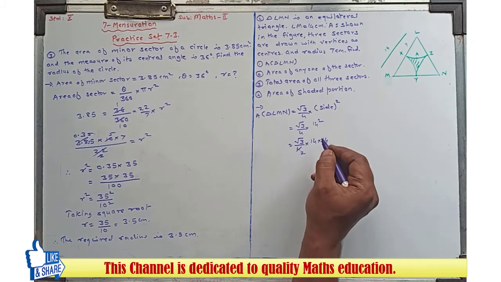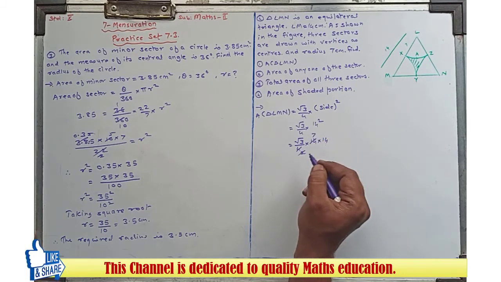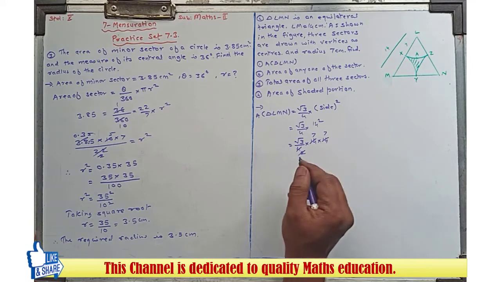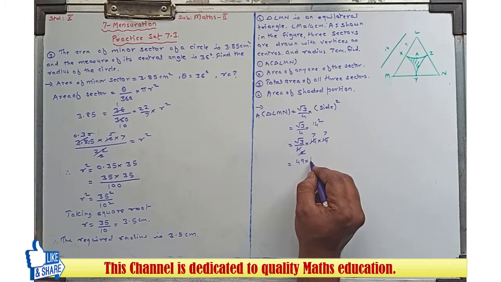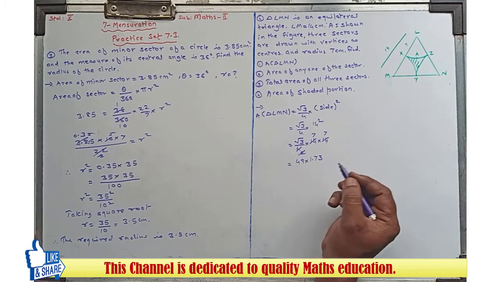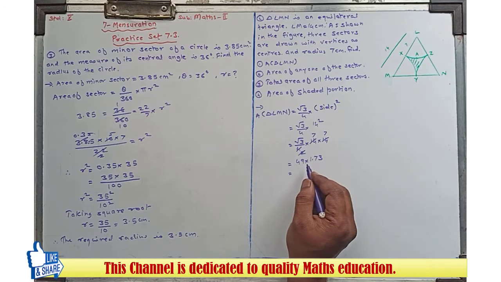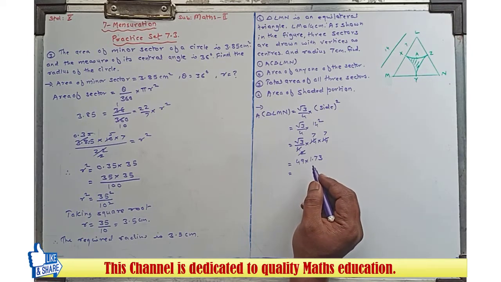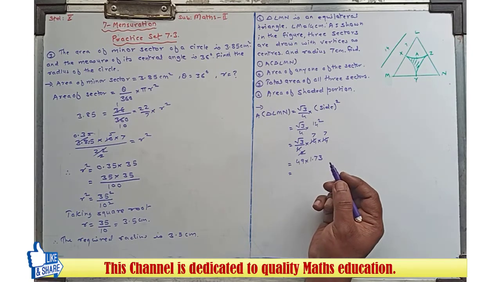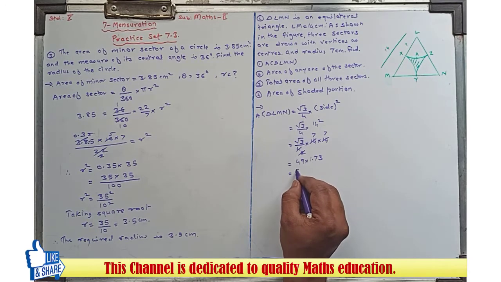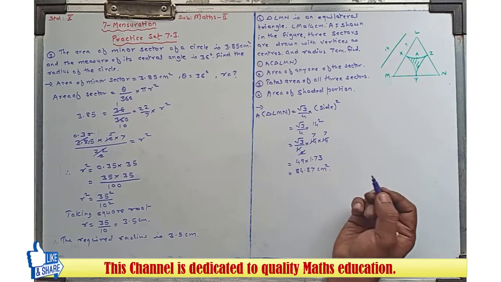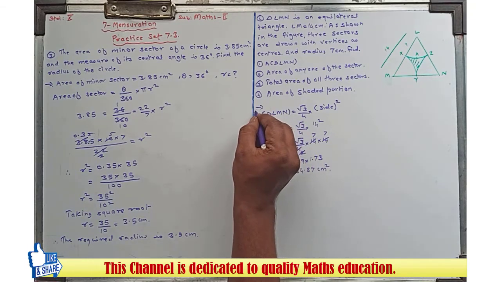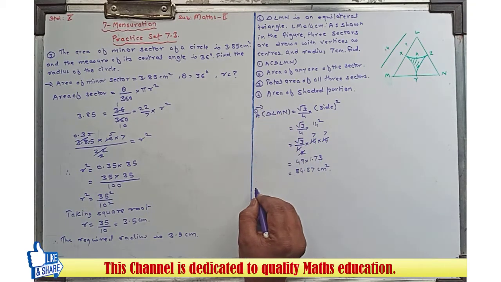2 2s are 4, 2 7s are 14, 2 1s are 2, 2 7s are 14, is equal to 7 7s are 49 into the value of √3, and the value of √3 is 1.73. After taking multiplication of both the terms, you will get the final answer as 84.87 centimeter square. Okay, this is the value for the area of triangle LMN.